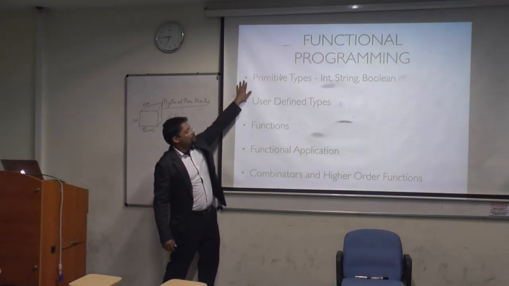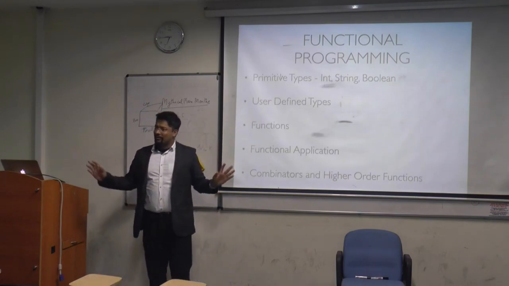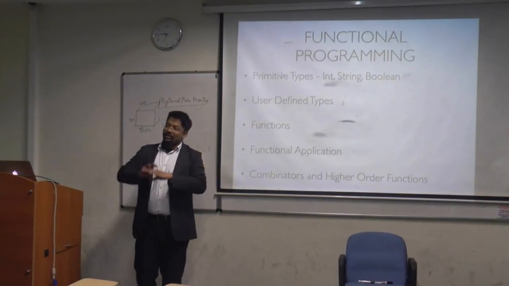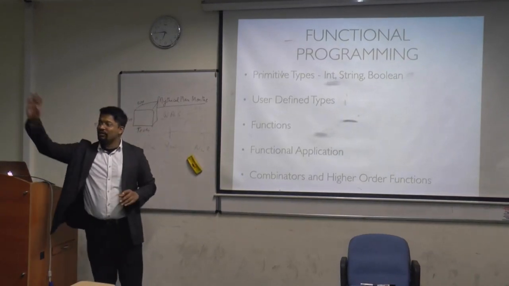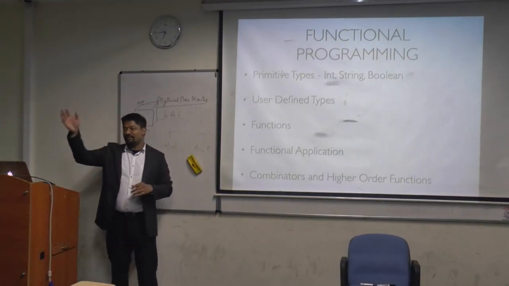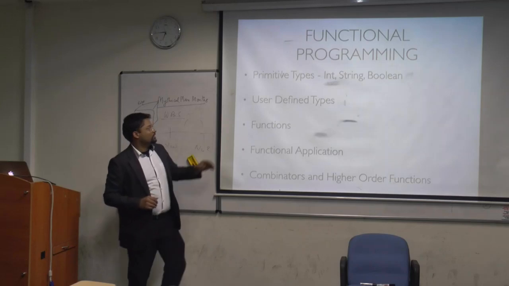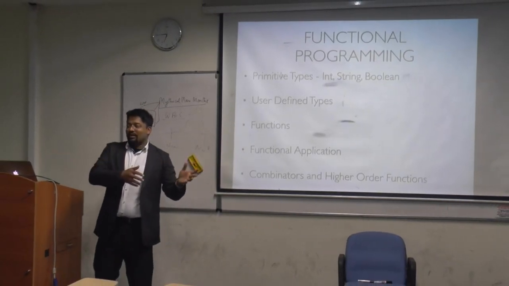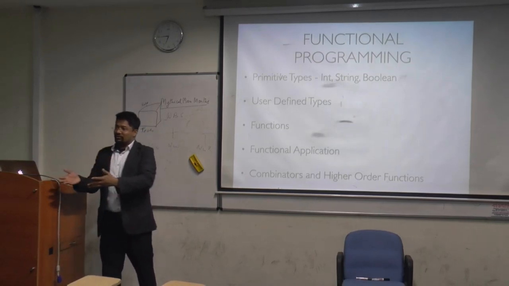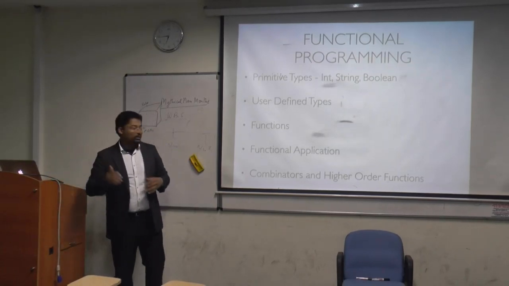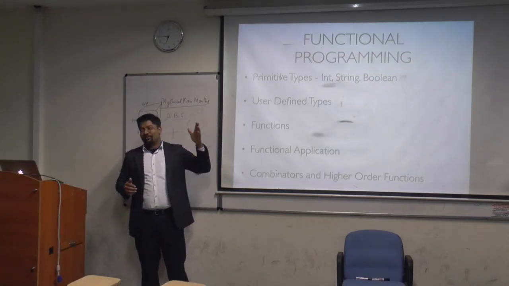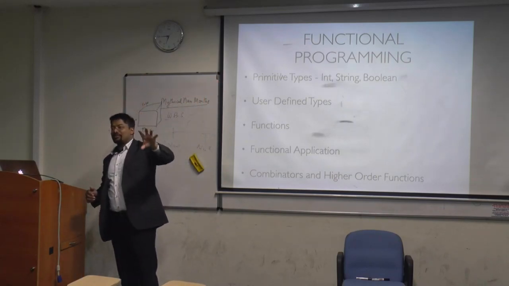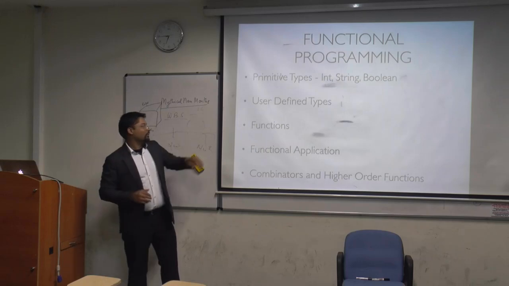So you have primitive types: integer, strings, booleans. No complication there, right? You have user-defined types. I'm not going to go into it, but know that you can define your own types. You can think of it like classes and subtypes. For example, a user-defined type might be a person who can be an administrator or a normal user. In a normal language, you would define a class called person, with subclass administrator and subclass user, like that, right?